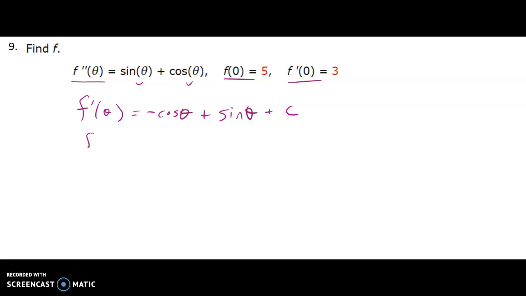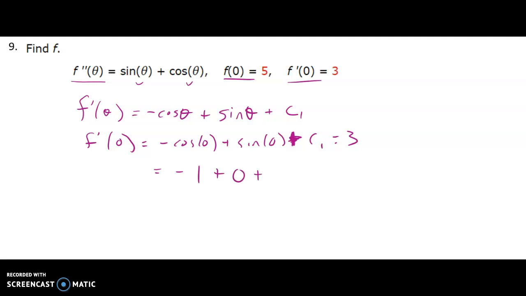There's some constant attached to that, and we can solve for C. I'll call that C1. F prime of 0 is 3. So that is negative cosine of 0 plus sine of 0 plus C1 equals 3. Cosine of 0 we know is 1, sine of 0 is 0, which means that C1 equals 4, if I add 1 to both sides.